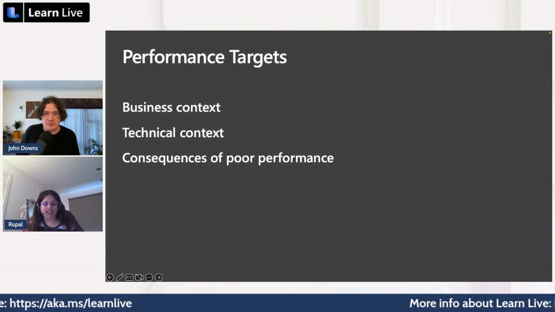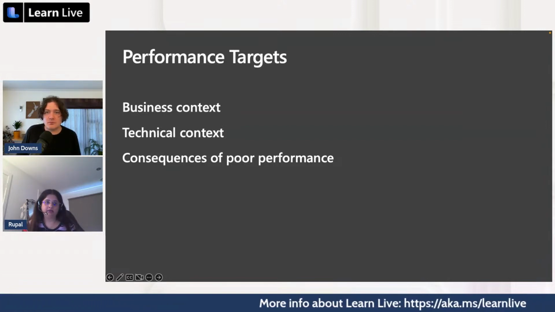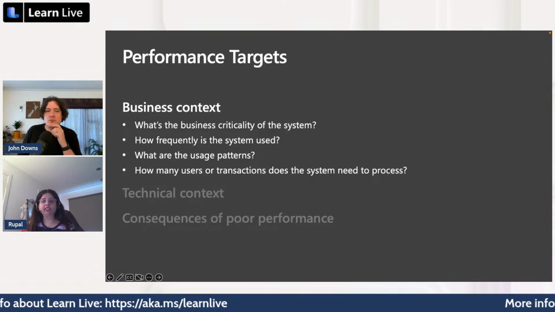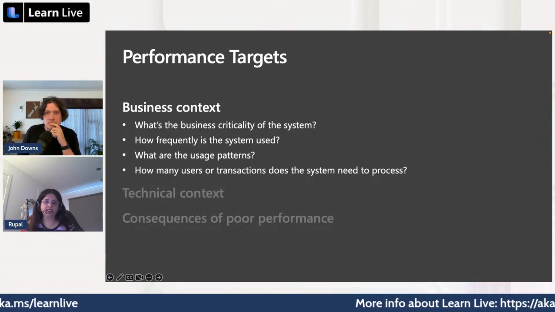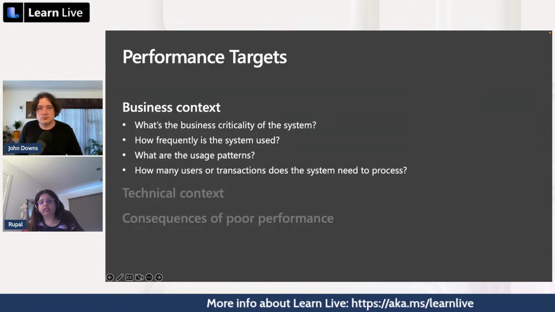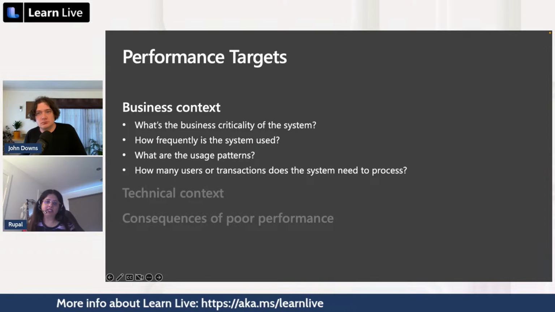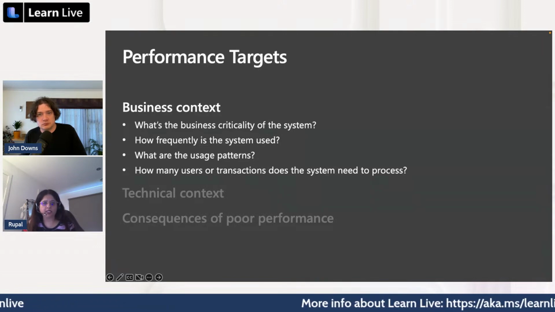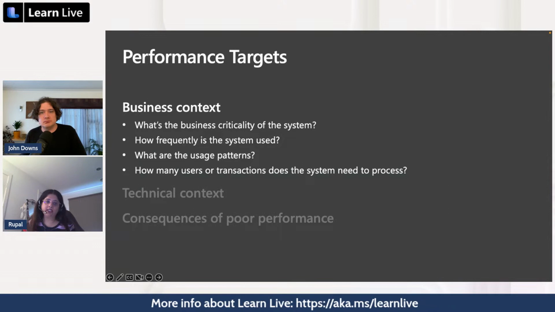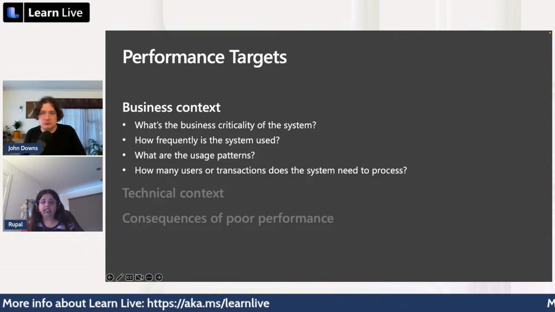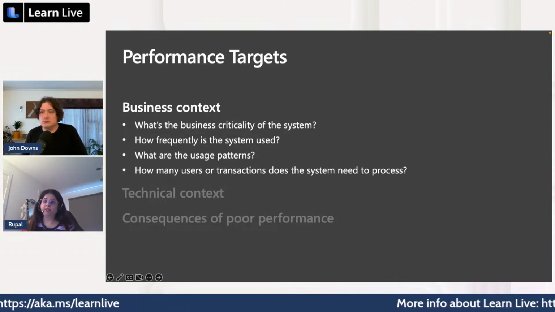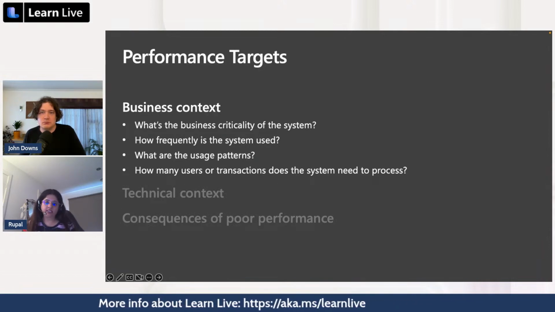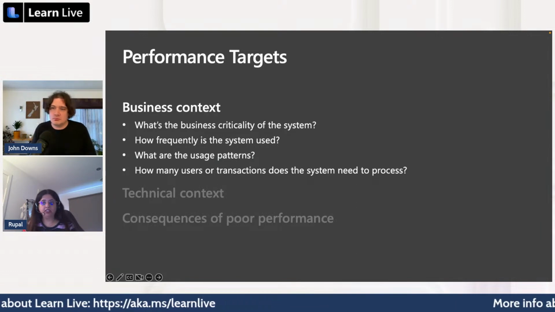But there are a few questions you can ask that might help to come up with a number. First, it's helpful to consider the business context of the system or the piece of the system you're trying to optimize. It's important to know how critical the system is to your business. Is it something that drives your ability to generate revenue? Or is it an internal training system that's only used by your employees? Also consider how frequently the system is used. Is it used full day, every day, by some of your users? Or maybe it's only used at the end of the month? And try to get a good understanding of the usage patterns. Some systems have peaks of usage at different times of the day or week.